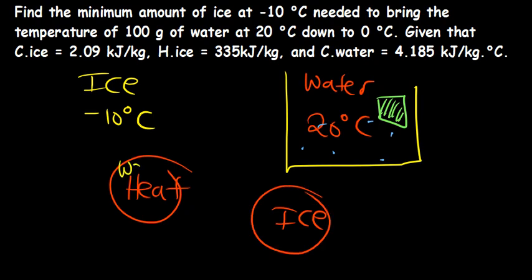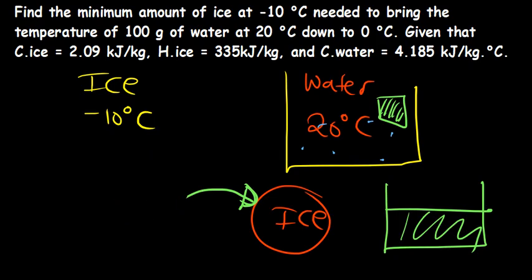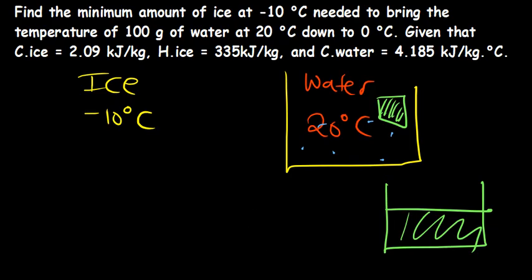So the water is going to be losing heat. The water will be losing it to what? To the ice, until they get to the same state and same temperature. I hope you get that. So water is going to be losing its heat to the ice, to melt the ice. First of all to cool down the ice, and then also to melt it until they get to the same temperature.